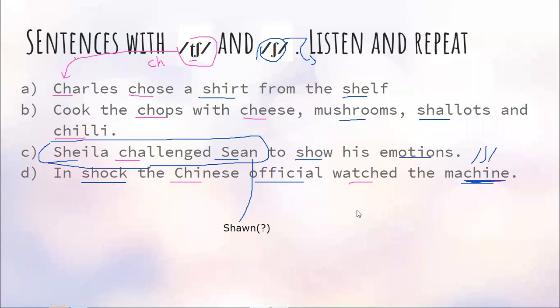Any doubts? Any other questions about the sound ch and the sound sh? Yo todavía no entiendo la diferencia. Como que solas las entiendo, pero juntas no. A ver, Tyra, vamos pues. Hagamos lo que hicimos con Fran.